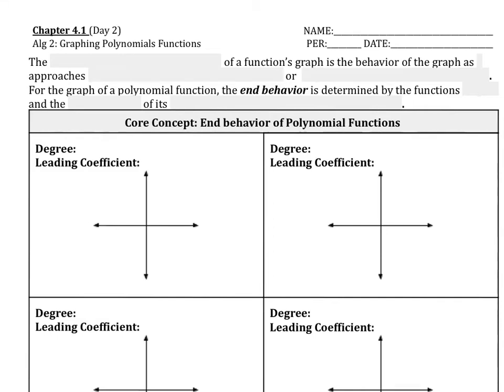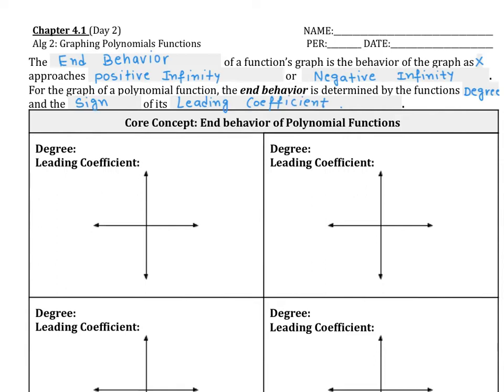Chapter 4.1, Day 2, Graphing Polynomial Functions. So we are going to discuss the end behavior. The end behavior of a function's graph is the behavior of the graph as x approaches positive infinity or negative infinity. For the graph of a polynomial function, the end behavior is determined by the function's degree and the sign of its leading coefficient.